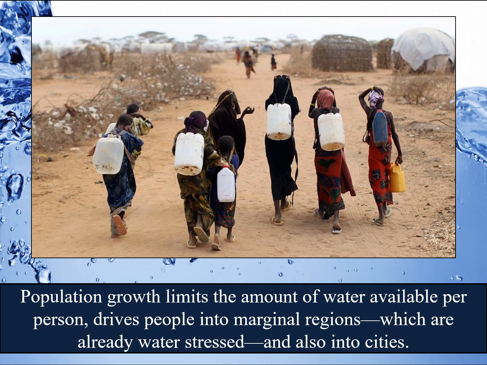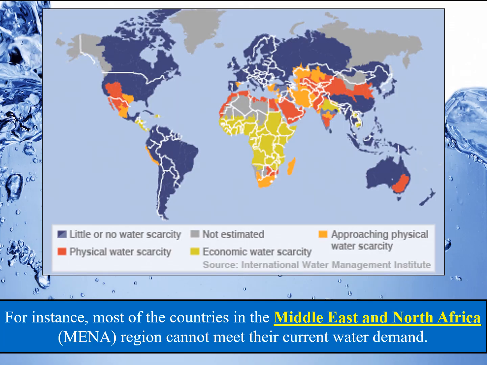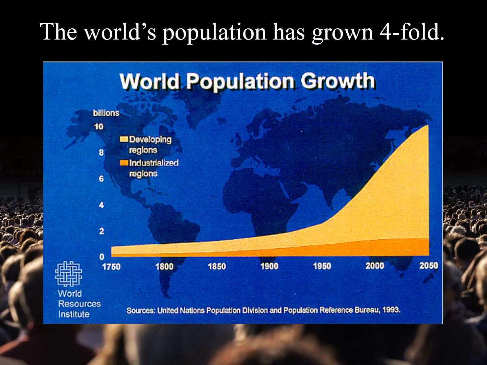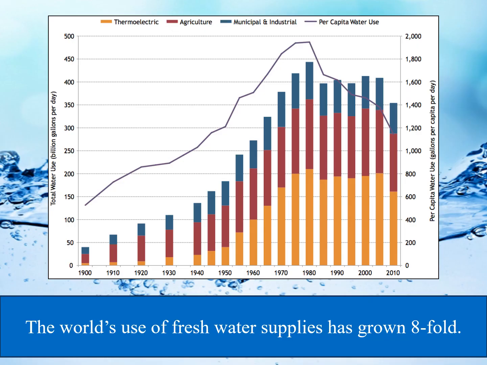Population growth limits the amount of water available per person, drives people into marginal regions which are already water stressed, and also into cities. For instance, most of the countries in the Middle East and North Africa region cannot meet their current water demand. 7 of the world's 10 water-scarce countries are in the Middle East, North Africa region. The world's population has grown 4-fold. The world's use of fresh water supplies has grown 8-fold.